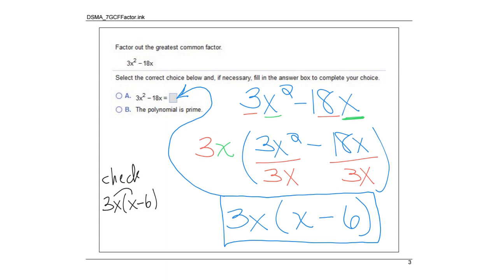All right, so we're going to use distributive property. We're going to multiply 3x times x. That gives us 3x squared. And then 3x times negative 6 would give us negative 18x. And so we're back to where we started.